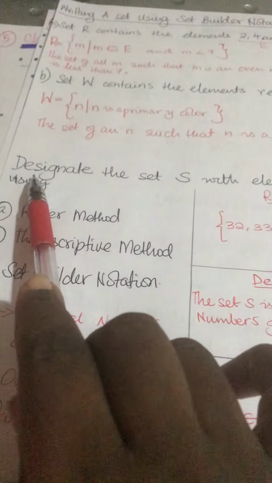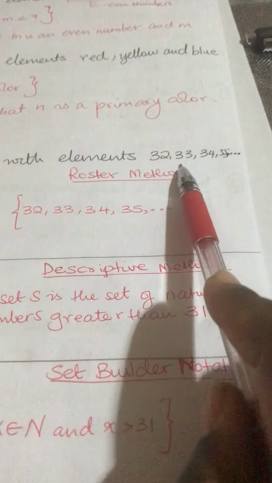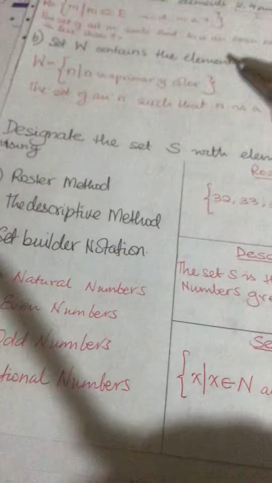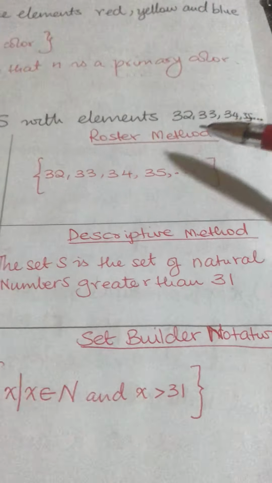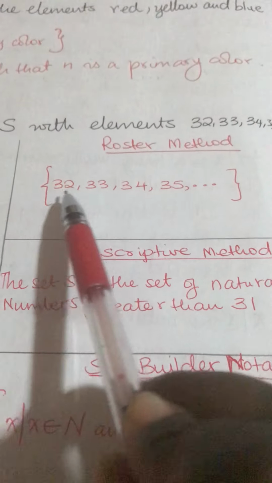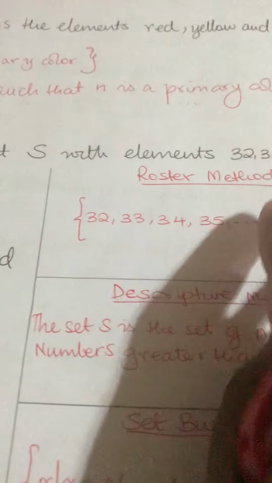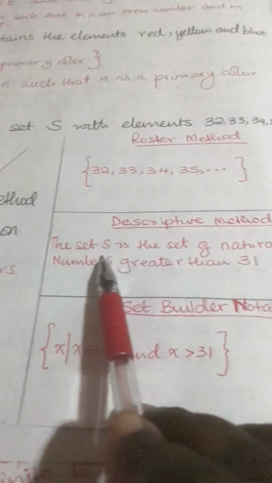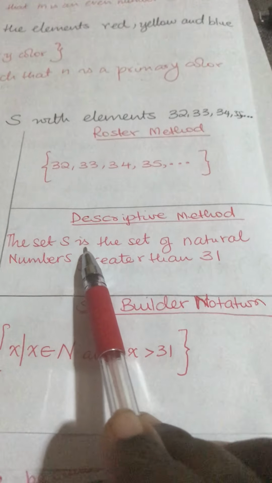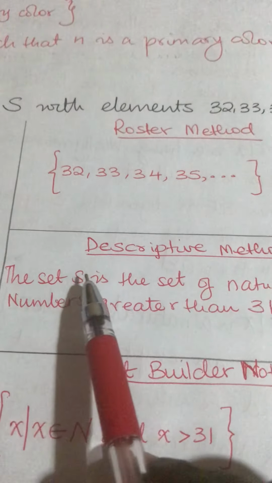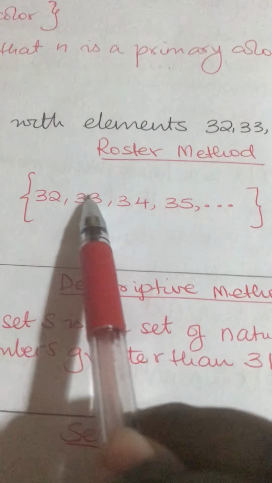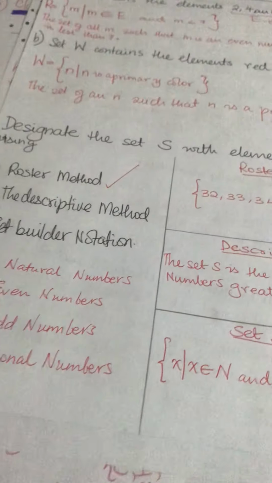Okay? So designate the set S with elements 32, 33, 34, 35, and then you see the 3 dots. Okay? So let me show you how to write this using a roster method. So roster method, you use your braces, you write it exactly the way you put it, but you put it in braces. Okay? So I have done the roster method. Then the descriptive method, you write it in words. It is the set S. The set S is the set of natural numbers greater than 31 because all these numbers are greater than 31 and they are natural because they are whole numbers.